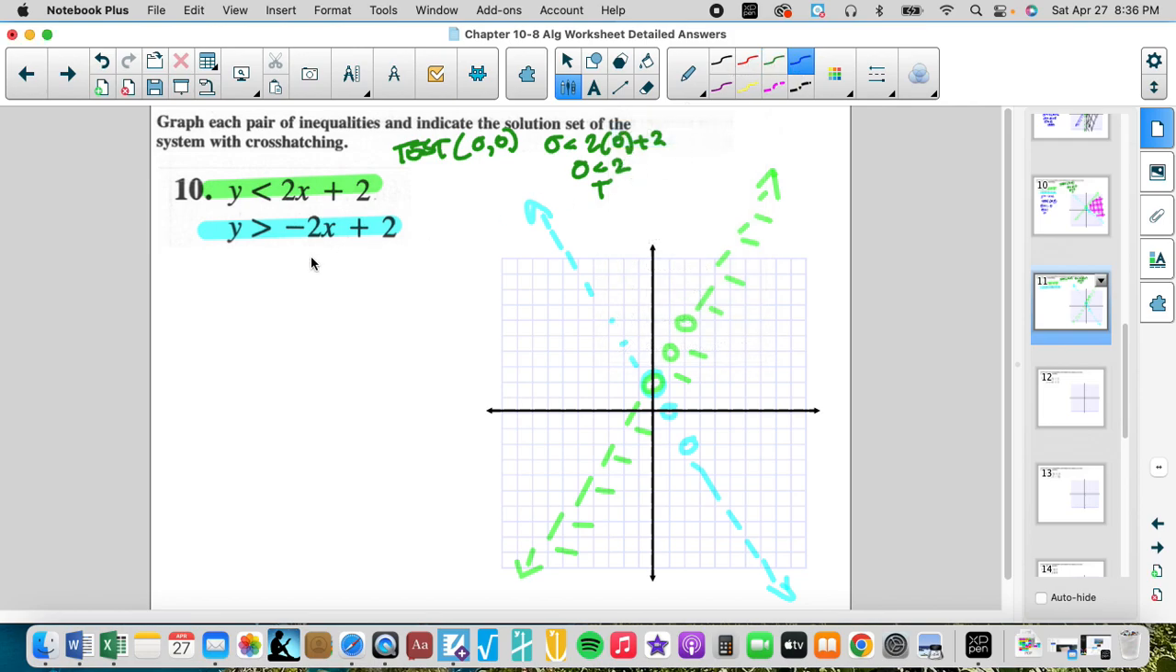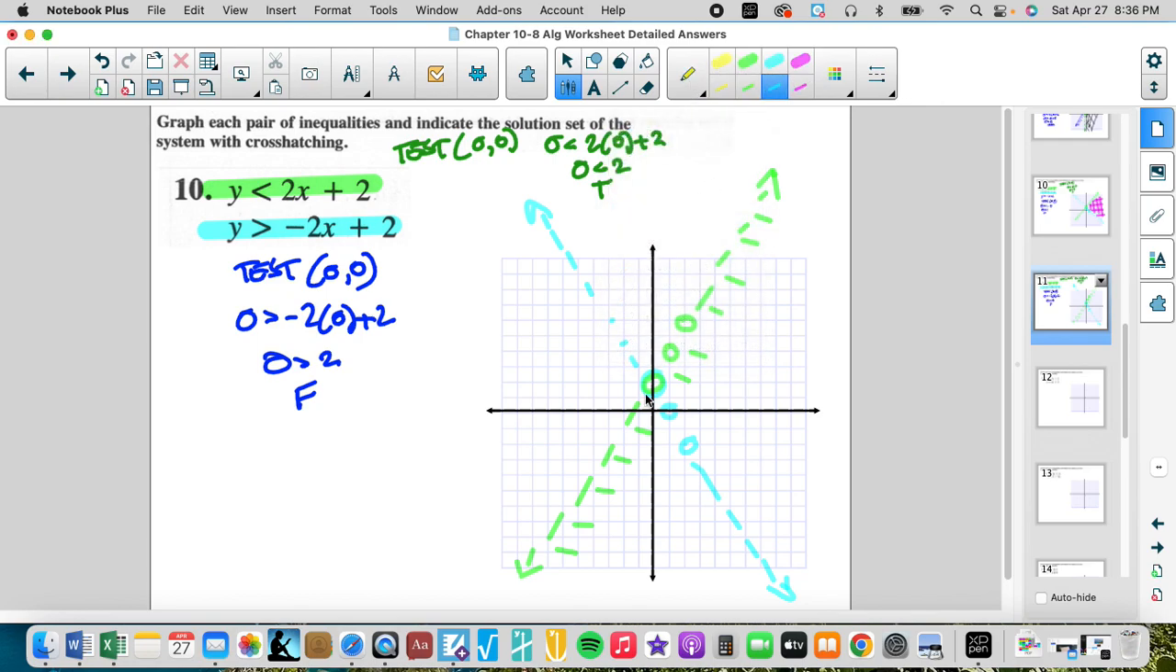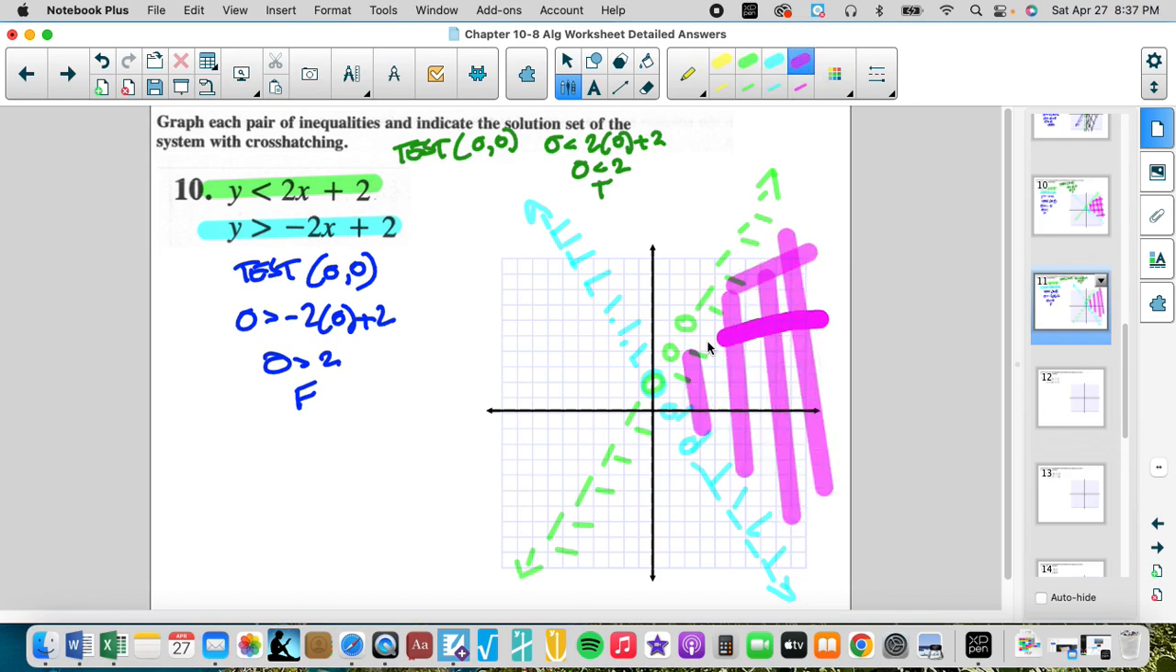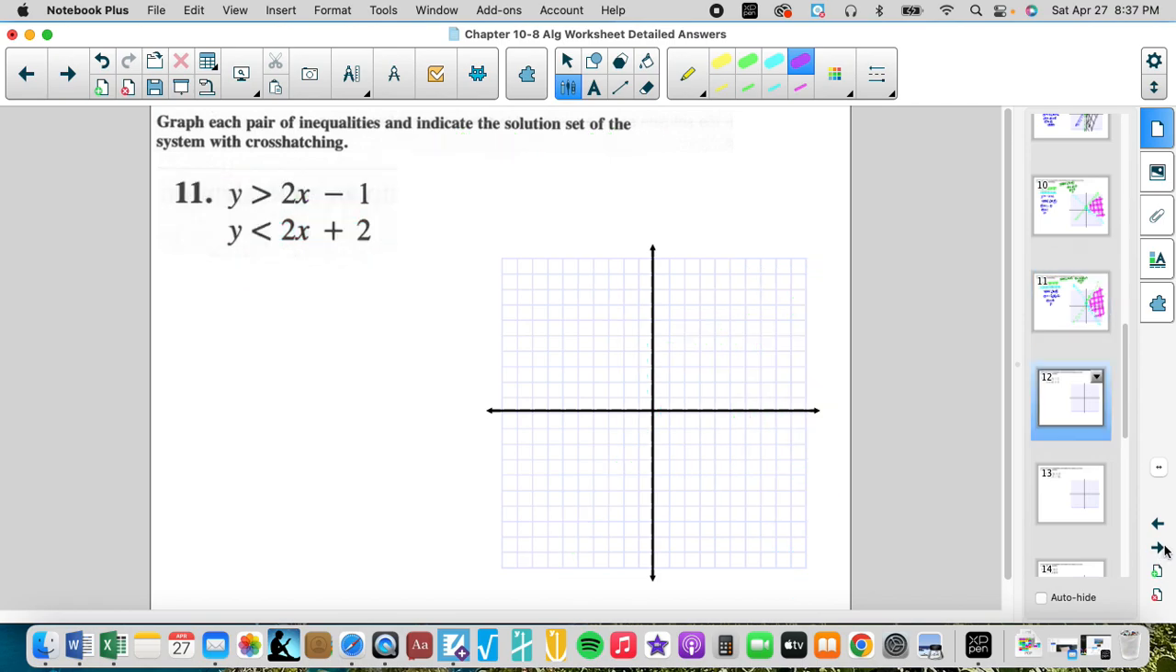We are testing 0, 0. Is 0 greater than negative 2 times 0 plus 2? Is 0 greater than 2? That's true. Oh, what? That's not true. 0 is not greater than 2. That's false. Pay attention. So that's false, blue, so I'm going to go up away from 0, 0. And again, the intersection is here, into this space.